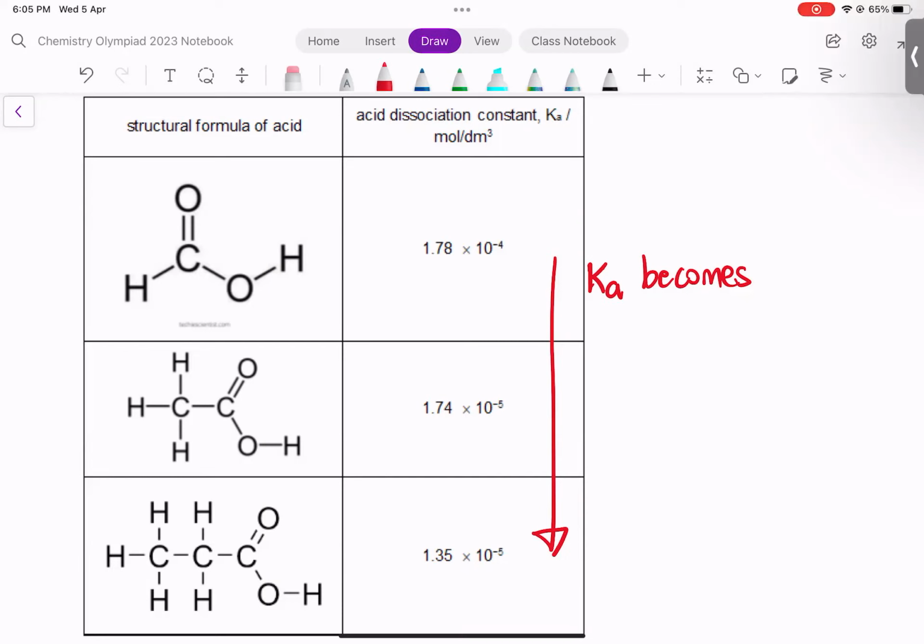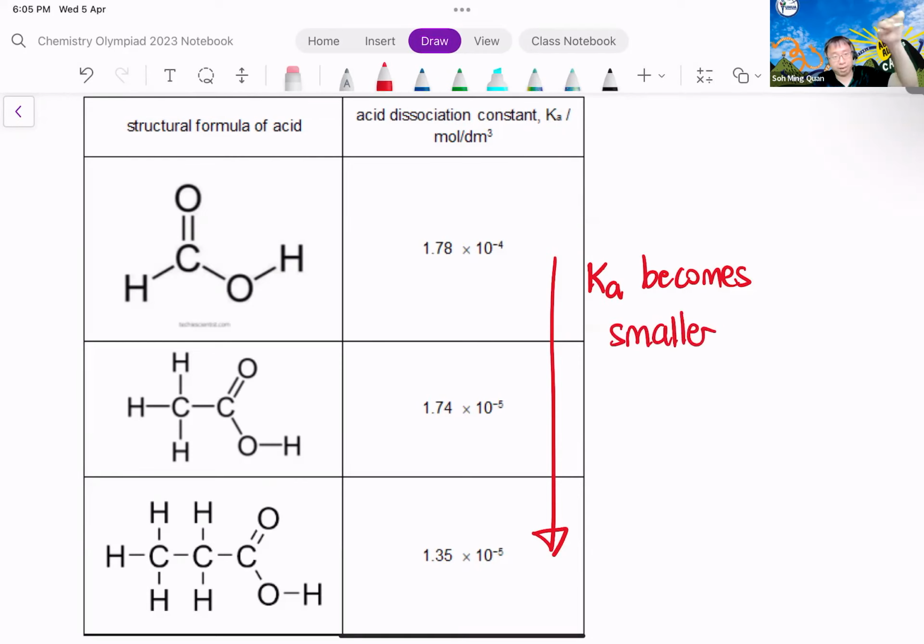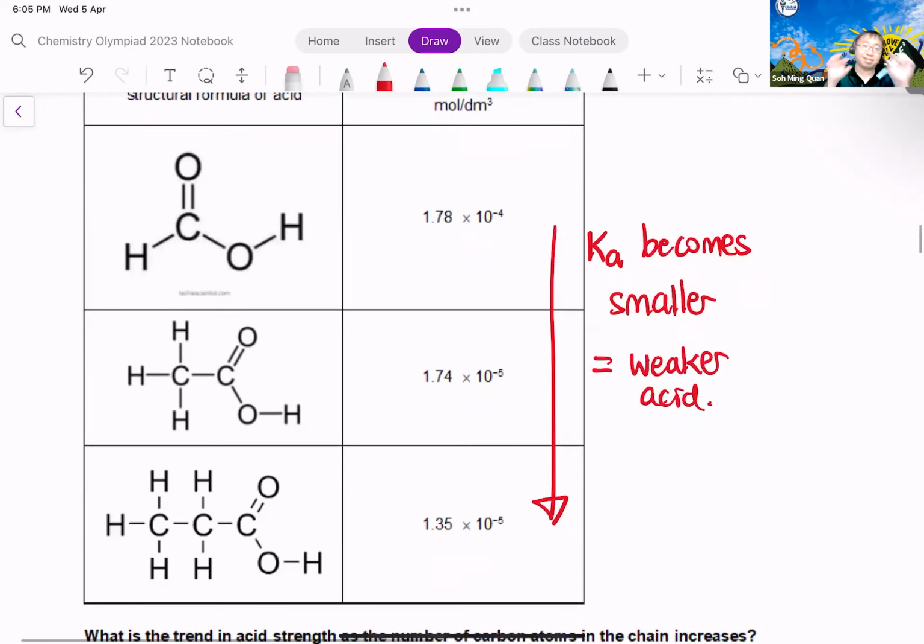Smaller. Smaller. So with negative powers, you must be careful. It goes from -4 to -5. If the Ka becomes smaller, that means the acid becomes weaker. All right. So you can see that as the number of carbon atoms increases, the acid actually becomes weaker.